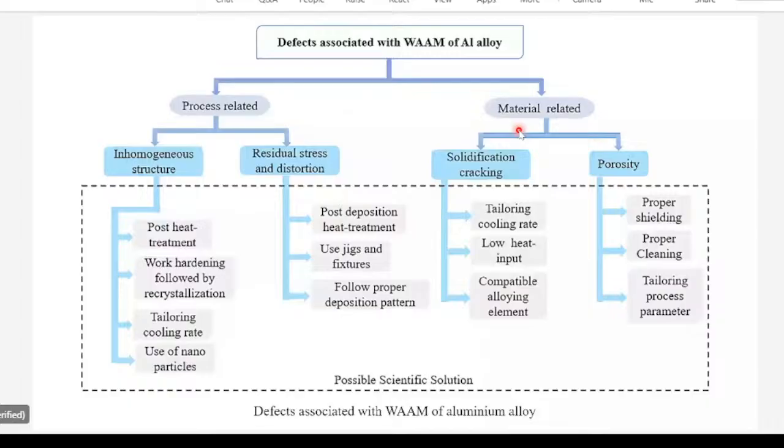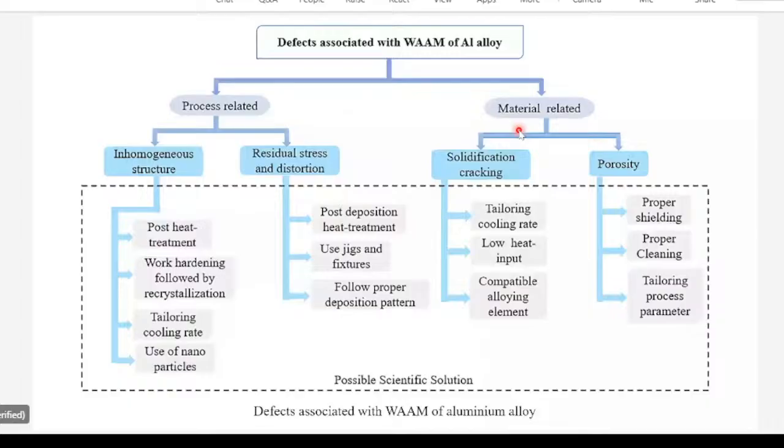And lastly, porosity: proper shielding we can offer. Porosity is a major problem in aluminum or softer materials, because entrapment of hydrogen or contamination leads to internal voids, and these occur with hydrogen embrittlement. But that will be reduced by proper shielding. If the shielding gas is around 15 to 20 liters per minute, then we can have proper shielding and reduce porosity.